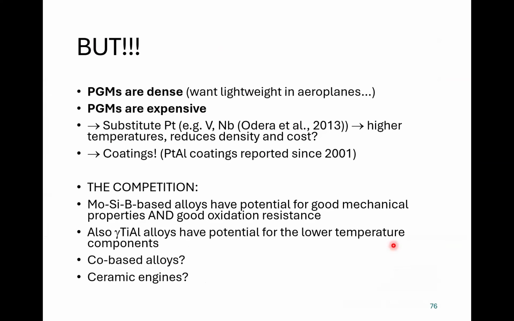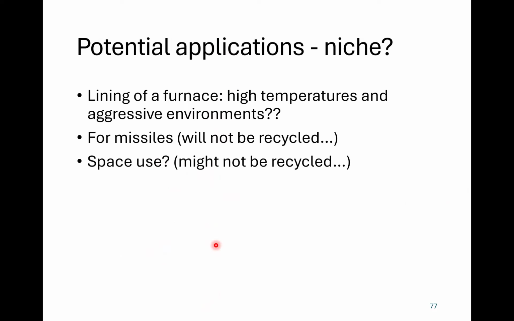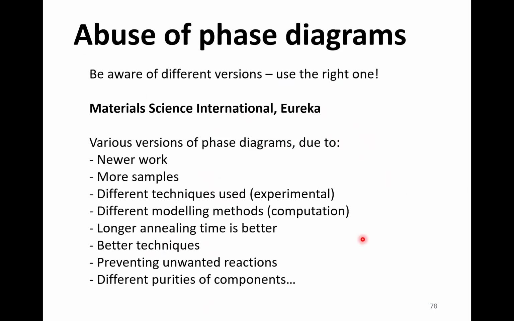But platinum group metals are dense and you want lightweight in aeroplanes, they're expensive. So that's why we did the substitution. You could make simpler coatings with platinum aluminium, and there are the competition I've mentioned. Gamma titanium aluminium people like, but it's only for low temperatures. So there is a niche for very corrosive environments at high temperatures, and missiles and space use, which probably won't be recycled. Now, I realise I'm running out of time a bit.